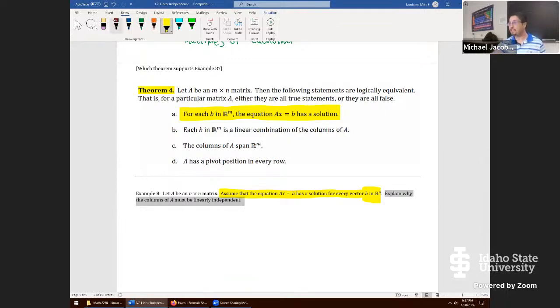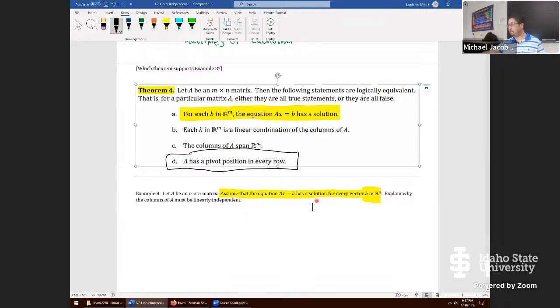Good call. It's absolutely part D. Part D is all about the pivots. And that's tied together with linear independence as well. If there are pivots in every single column, you don't have a free variable. So let's write out that next statement.